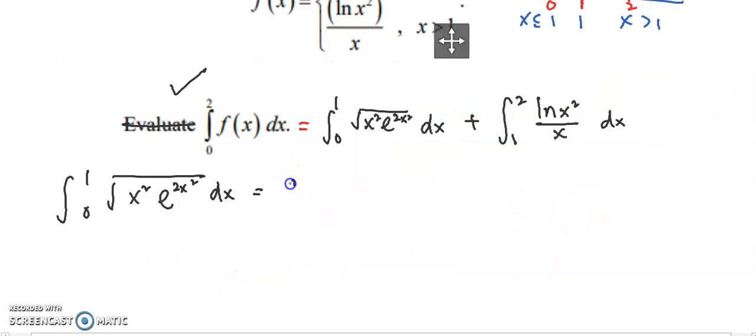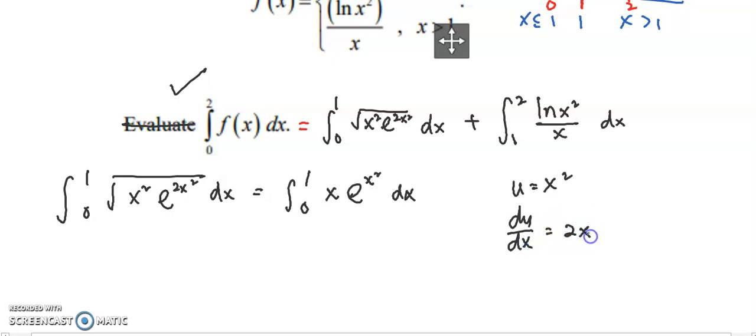Alright, this can be simplified. The square root of x squared, you will get x, and the square root of e to the x squared, you get e to the power of x squared. To integrate this, I use substitution. You let u equals x squared. From here, you can find du/dx equals 2x. So you can see that x dx in the function can be replaced by du over 2.